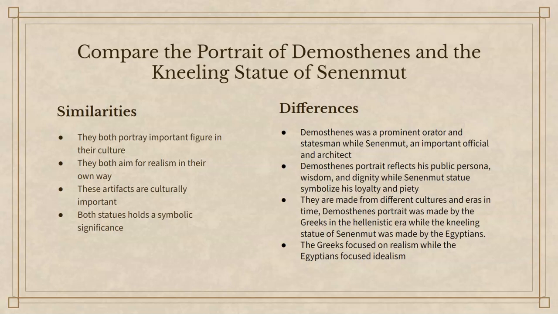Function. Demosthenes, the Greek portrait, especially in cases of intellectuals like Demosthenes, was often meant to highlight individual achievements, while Senmut was highlighted for religious and spiritual functions.